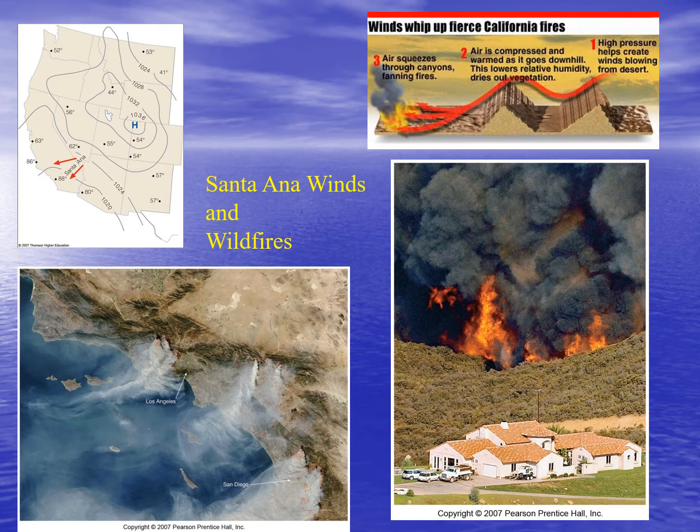You have your map up on the top left showing air moving from high pressure to lower pressure through those mountain passes in Southern California. And then you see a satellite image there on the bottom left of smoke from wildfires and the direction it's blowing due to the Santa Ana winds. And again, the Santa Ana winds just exacerbate the wildfires.